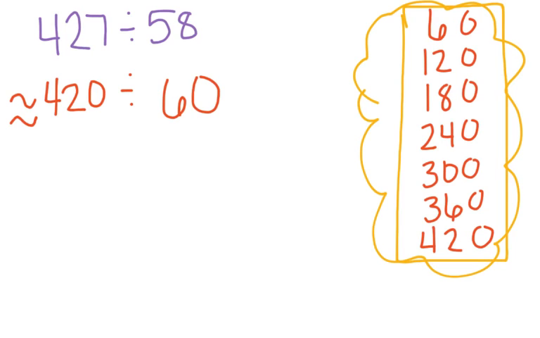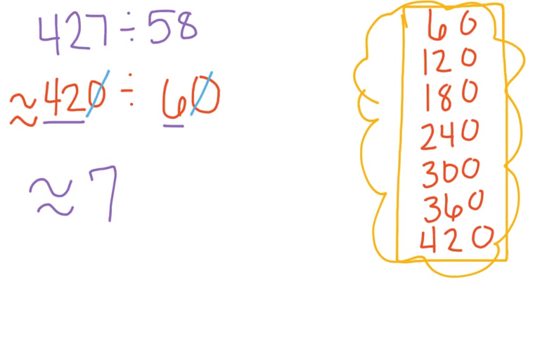You can instantly start off by saying 10 divided by 10. We'll get rid of those zeros. Now all we're left to look at is 42 divided by 6, which is 7. Now it's important to remember that 7 is not the exact answer for 427 divided by 58. However, our answer should be in the neighborhood, in the ballpark of 7.